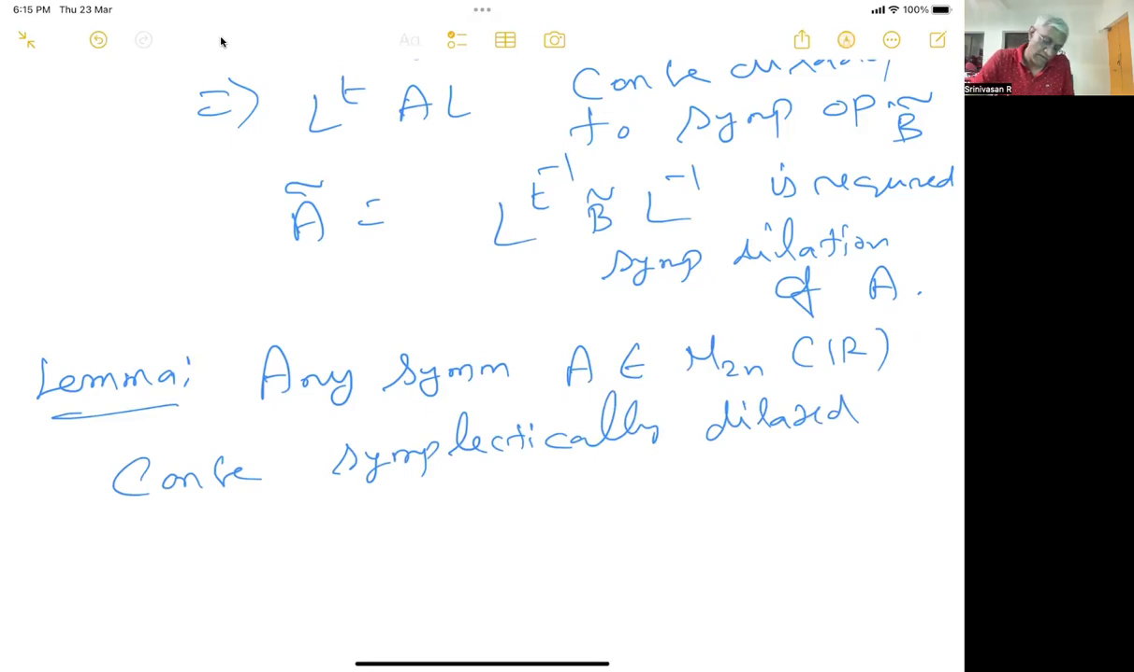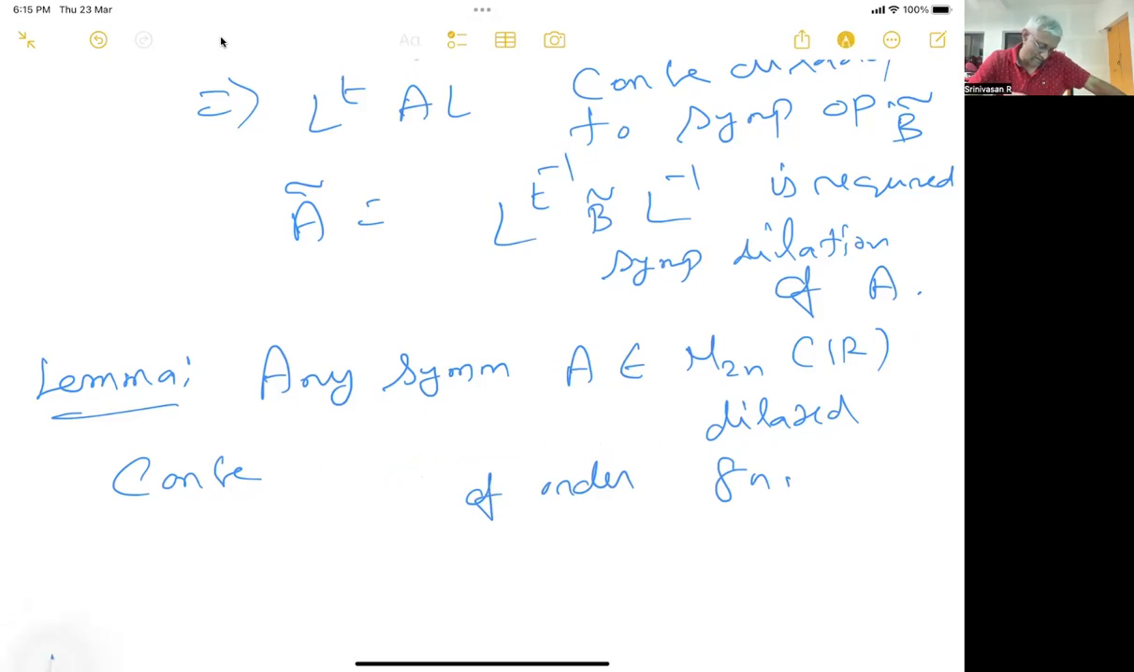dilated to a symplectic matrix of order 8. I mean, if you are so worried about it, that can be dilated to a symplectic operator.